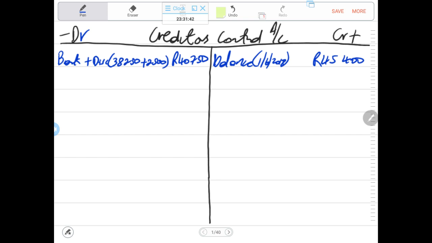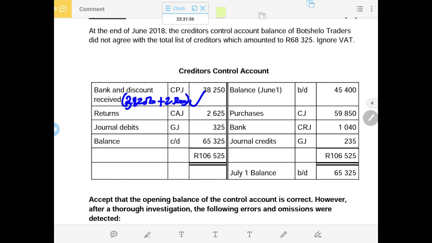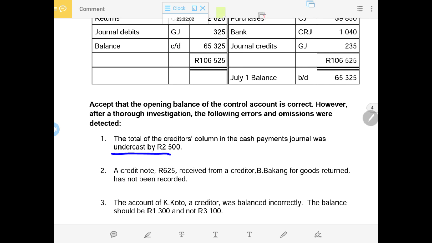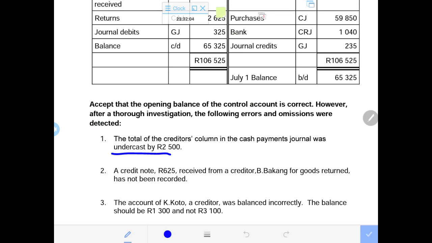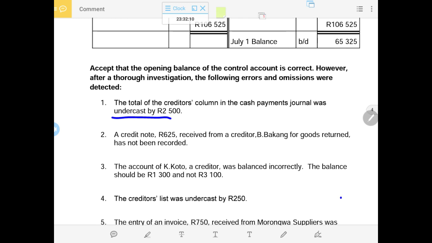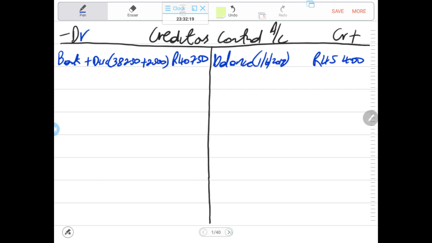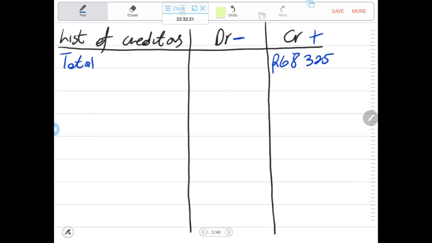40,750. Don't write the total immediately after every adjustment, or there might be another plus or minus from the correction that we will be dealing with throughout this period. Now in this case, the list of creditors is not affected because they referred specifically to the total that is incorrect, the total of the creditors control in the cash payment journal. There is not even a name of a creditor, or they did not make mention of the list of creditors. So the list of creditors in this case is not affected. So we don't record anything under the list of creditors.